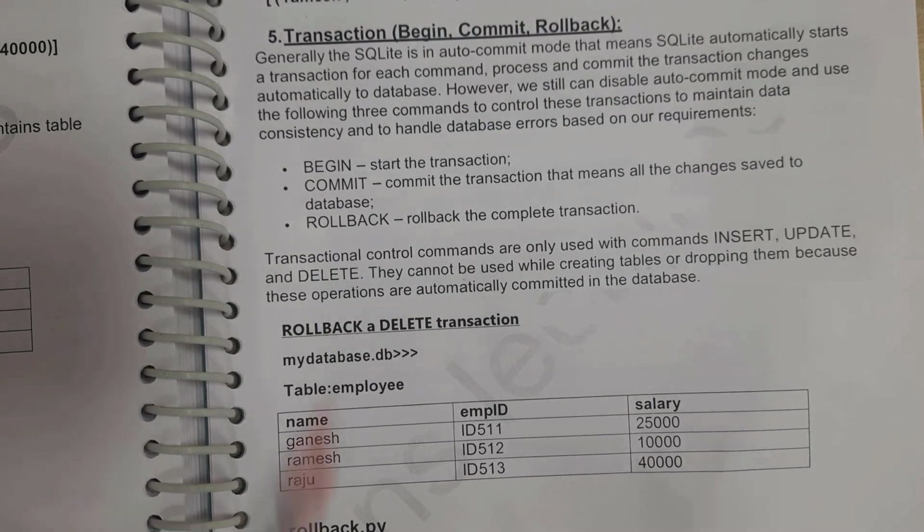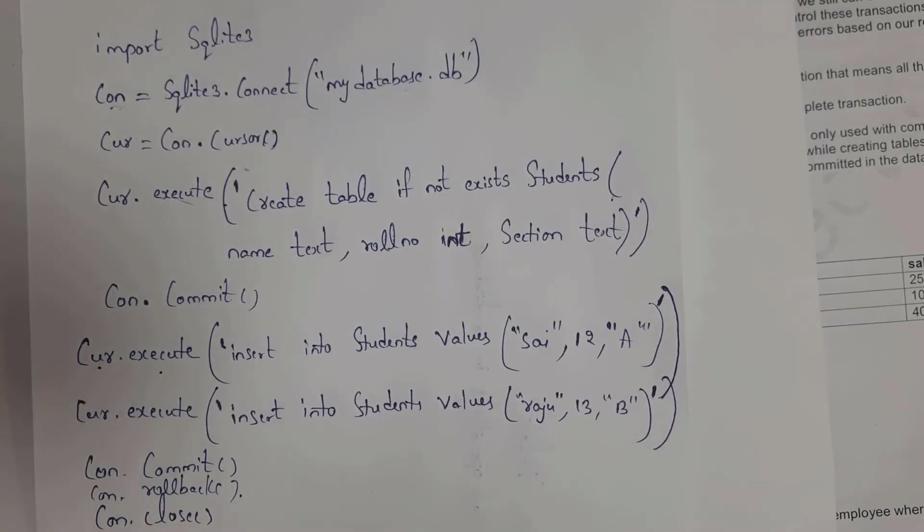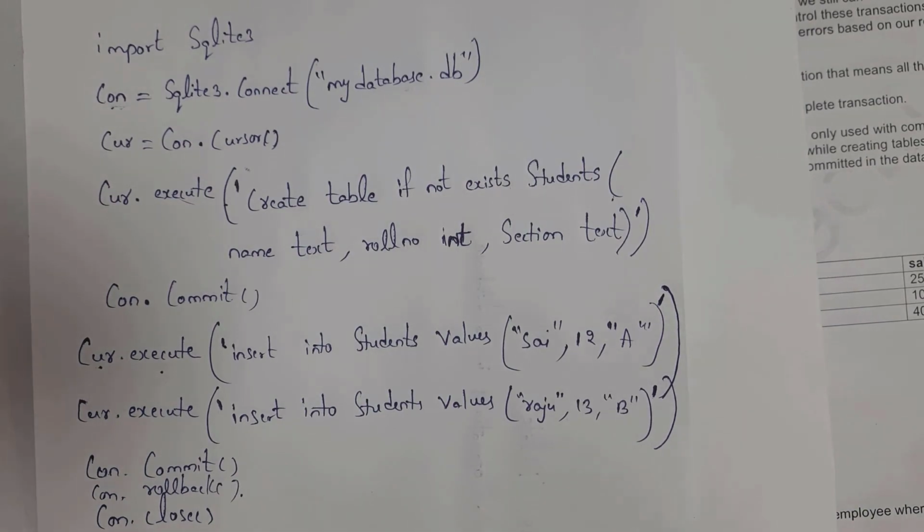Next I will explain what is the use of begin, commit and rollback. Begin is used to start a transaction, commit is used to commit a transaction, and rollback is nothing but if you want to undo any transaction, then you need to use rollback. Commit and rollback is an important question.